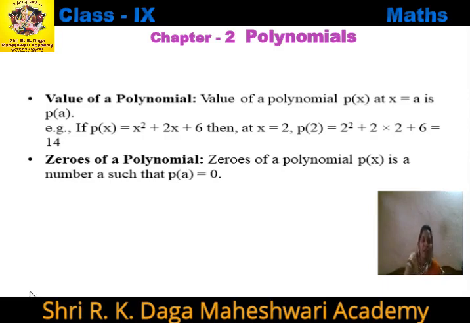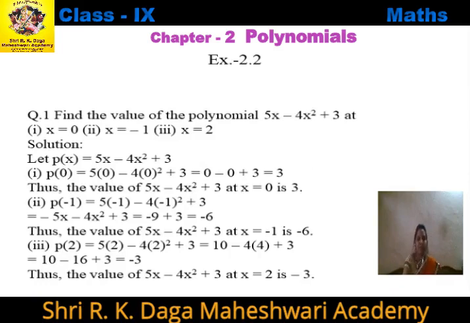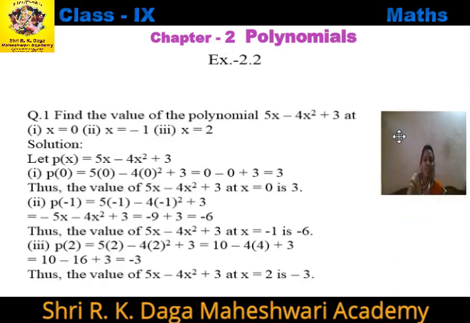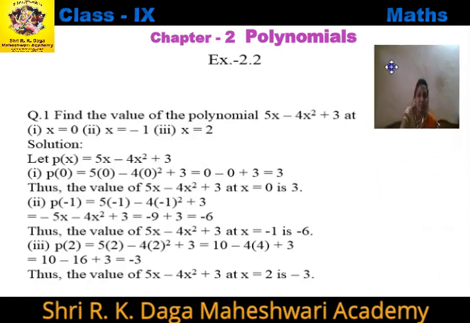Now we will solve exercise 2.2 which is based on these two topics. In exercise 2.2, the first question is: find the value of the polynomial 5x minus 4x square plus 3 at x equal to 0, x equal to minus 1 and x equal to 2.